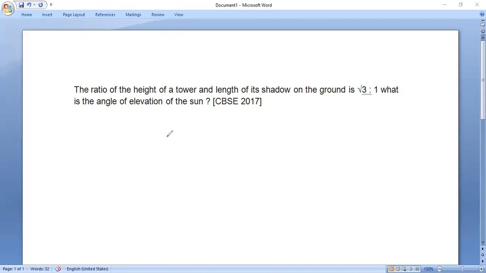Suppose I'm drawing a sun over here. And the ratio, the height of the tower and the length of the shadow. The question is about a tower and its shadow. The sun is here. This is the tower, AB. But naturally, the shadow will be here, coming to the right side of the tower, right? And this one is the shadow. So this is the shadow length.